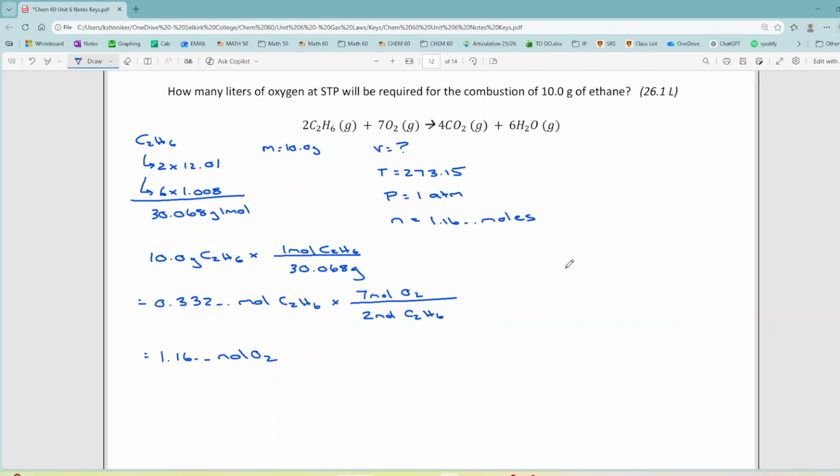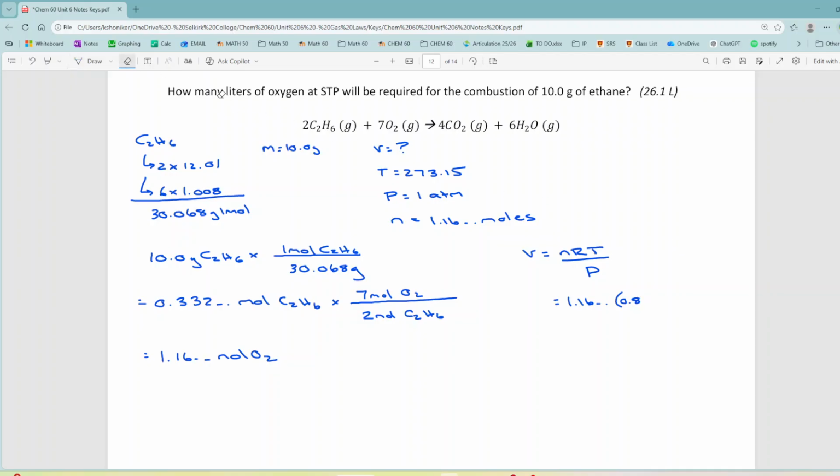So then just like before, we're going to use the equation V is equal to nRT over P. And I know the moles is 1.16. The R is 0.8. Oh, I always want to do that. I always forget the 0. It feels like such a small number for a constant. 0.08206. The temperature is 273.15.